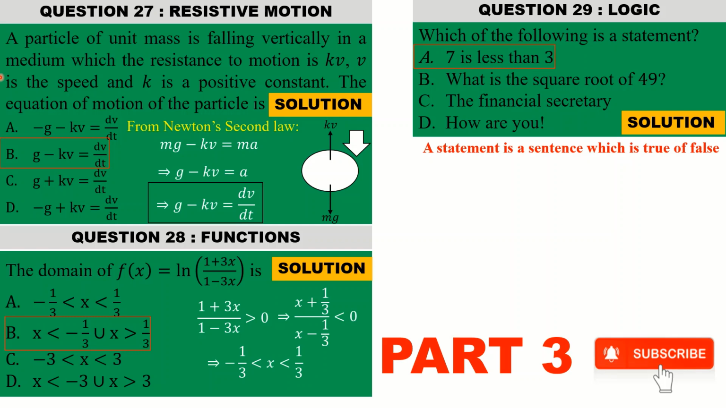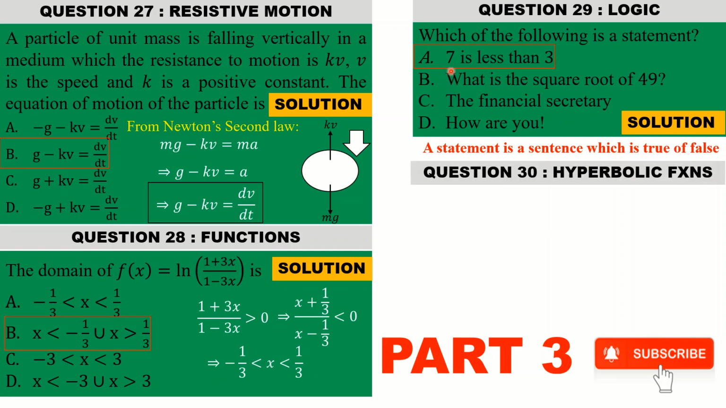So automatically the answer is going to be A, because the sentence 7 is less than 3 is false. Therefore it is a statement. If it was true, it is also going to be a statement, because a statement is a sentence which is true or false. So option B says, what is the square root of 9? That is a question, so it is not a statement. And you can read the other options and deduce, so that the answer is A.